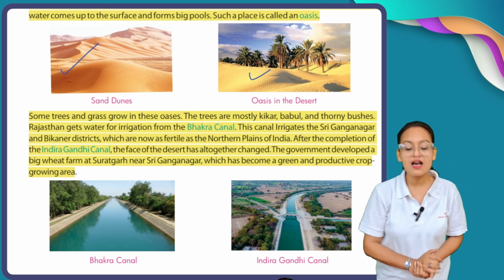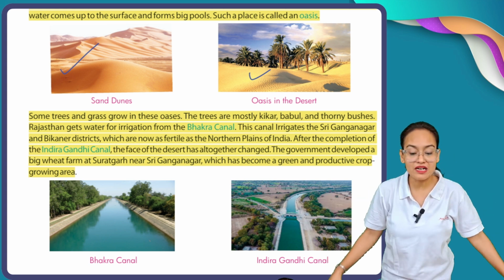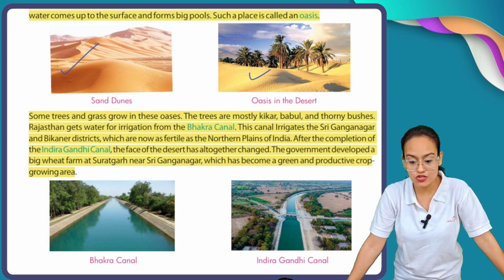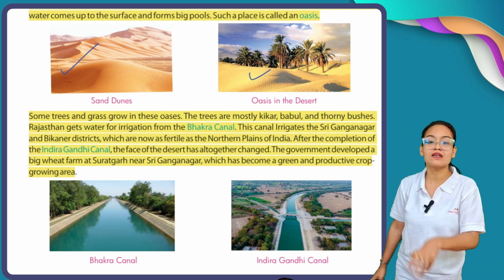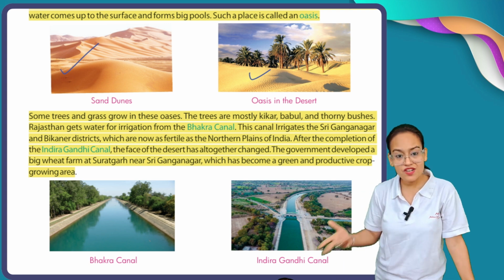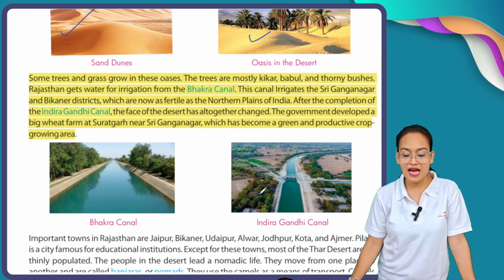You can see here our government developed a very big wheat farming field at Suratgarh, which is near Sri Ganganagar district. And now Suratgarh has become more productive, with more greenery in the fields. My dear students, here you can see this is your Bhakra Canal and this is your Indira Gandhi Canal.